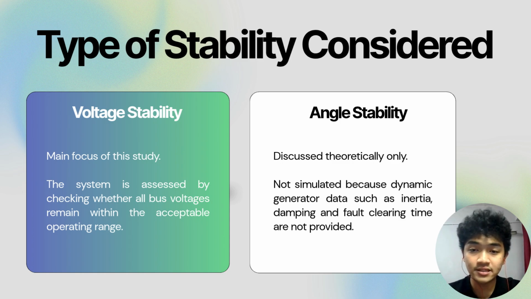Voltage stability means the ability of the system to maintain acceptable voltages at all buses. In this study, the bus voltages are checked against the acceptable voltage range of 0.9 pu to 1.1 pu, which is per unit. If the voltage drops below 0.9 per unit, it is considered a voltage violation. Angle stability is also mentioned in this report, but only discussed theoretically. This is because angle stability requires dynamic generator data such as inertia constant, damping coefficient, transient reactance, and fault clearing times. Since these data are not provided, angle stability is not simulated.